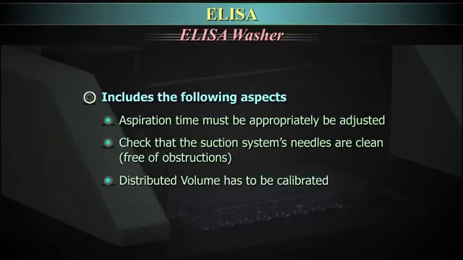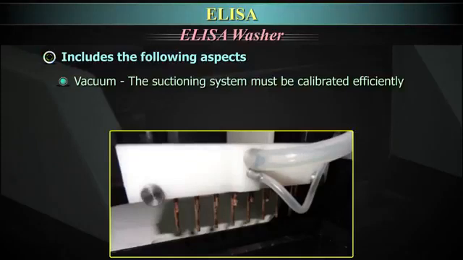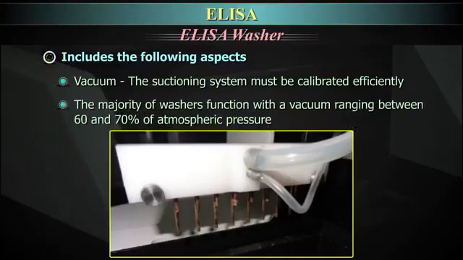Distributed volume has to be calibrated. Vacuum. The suctioning system must be calibrated efficiently. The majority of washers function with a vacuum ranging between 60 and 70% of atmospheric pressure.